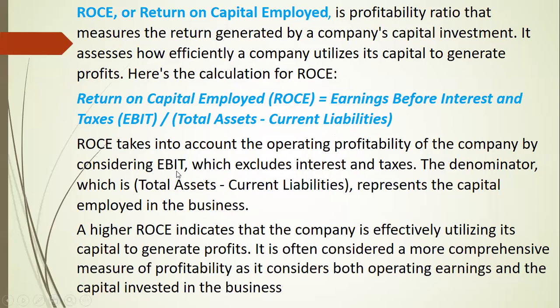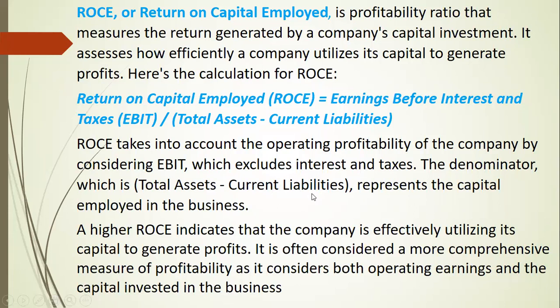So additional points on return on capital employed. ROCE takes into account the operating profitability of the company by considering earnings before interest and tax, which excludes interest and tax, isn't it? The denominator, which is total assets minus current liabilities, represents the capital employed, isn't it? Remember, current liabilities, we have not paid them, isn't it? So this one will represent the capital employed in the business.